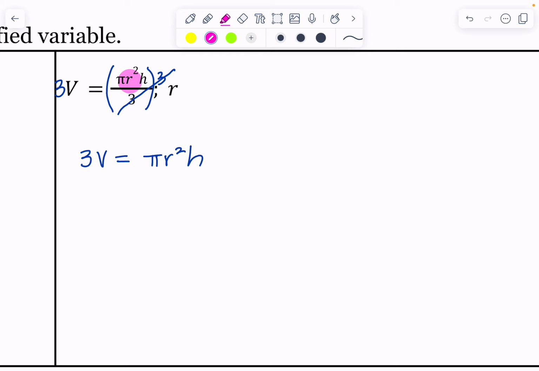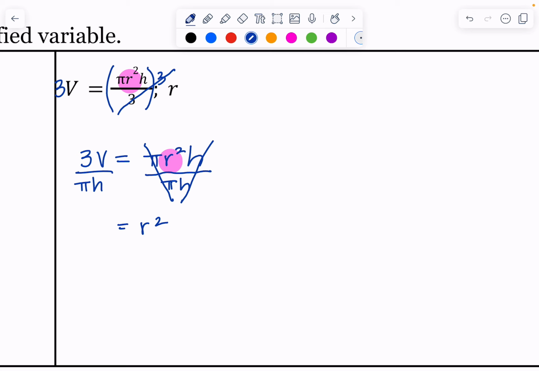We're still going for this r here. The little squared symbol is right with the r, so let's divide by pi h first. So these cancel to 1, and we're left with r squared. And then on the left, we've got 3V over pi h. Still going for r, and then to move that square to the other side, we need to square root both sides. So that leaves us with r.